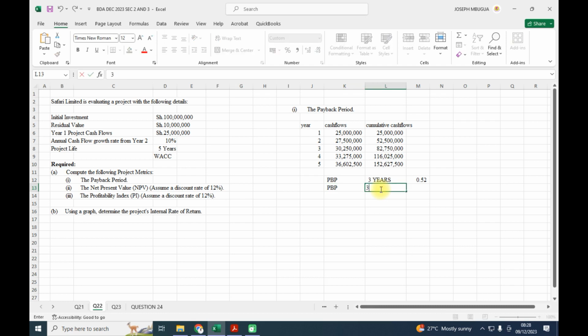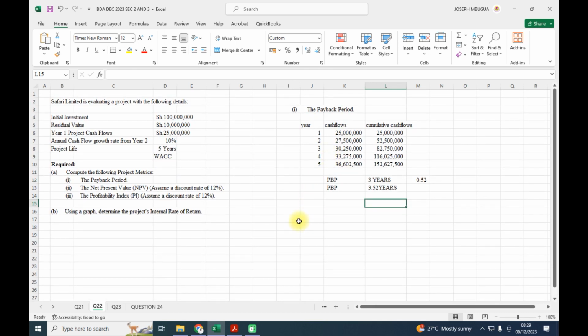This will be 3.52 years. That is the period the project will take for us to recover the amount that we had invested. So 3 years 0.52, so 3.5 years. Within a period of 3.5 years, we shall be able to recover our initial investment of 100,000. Remember, here we don't consider the residual value.